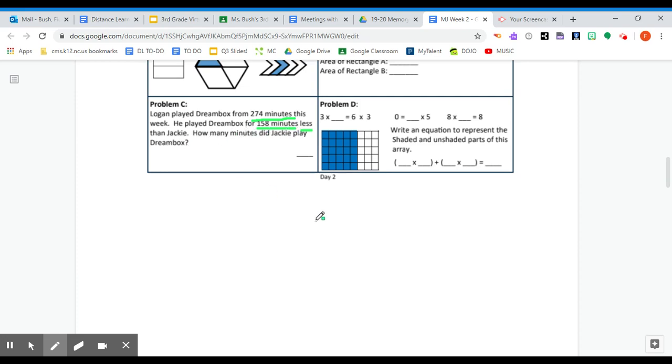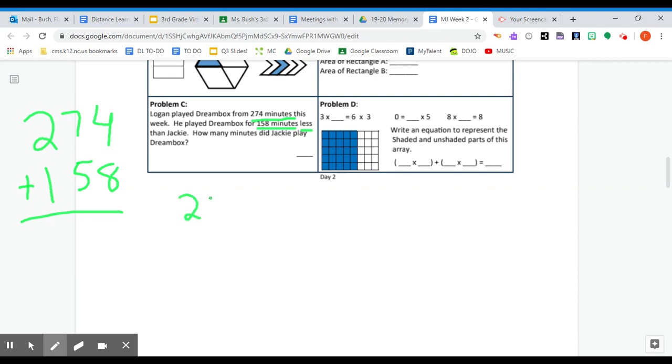So when I'm looking at this problem, I know that Logan played Dreambox for 274 minutes. He played Dreambox for 158 minutes less than Jackie. Now, when you see less, you might think you need to subtract. But in this equation, you actually need to add. So we know that Logan played Dreambox for 158 minutes less than Jackie. This tells us that Jackie actually played more Dreambox than Logan. So that's how I know that I need to add, because my answer should be bigger than what Logan played.